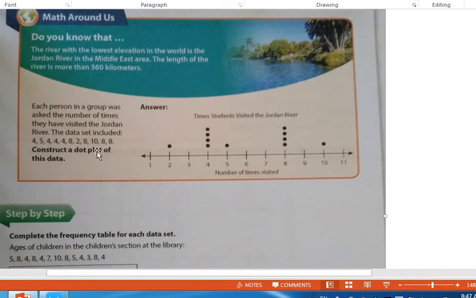So after 2, 3, I don't have 3. So after 3, the 4, I have how many 4's here? 1. It appears how many times? 1, 2, 3 and 4. Focus, yes, 4, and I put here 4 dots.